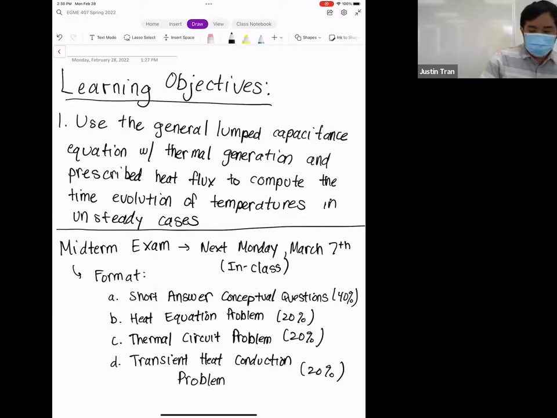Okay, it's 2:30, so let's go ahead and get started. Good afternoon, everyone. How's everyone doing today? Good, good. We're on the eve of the midterm week, and so our midterm is 1 week from today.